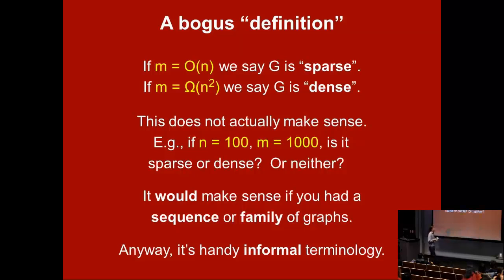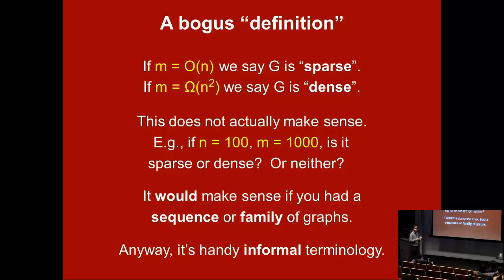Now, this does not actually make sense because this O notation and omega notation only makes sense if you have a function of n, like you have many different objects, one for each n. And if you just have one graph where n is 100 and m is 1,000, it doesn't make sense to ask if it's big O or big omega of anything.